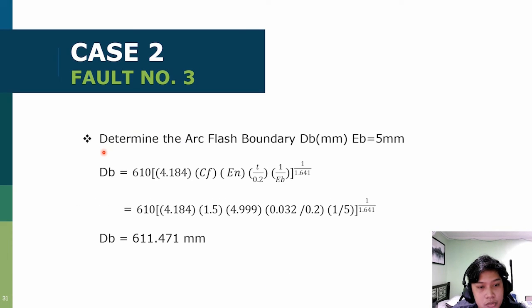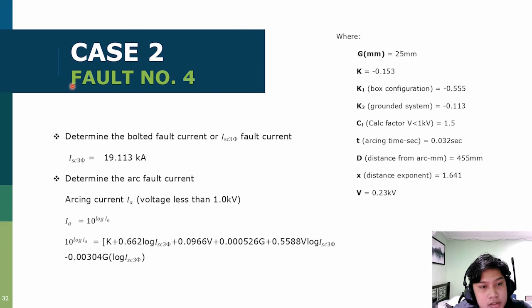Now we determine the arc flash boundary dB. It should be in millimeter. The value of EB is 5 millimeter. So this is the formula to be used. Substituting the variables we have, the answer is 611.471 millimeter. Now let's go to fault number 4.